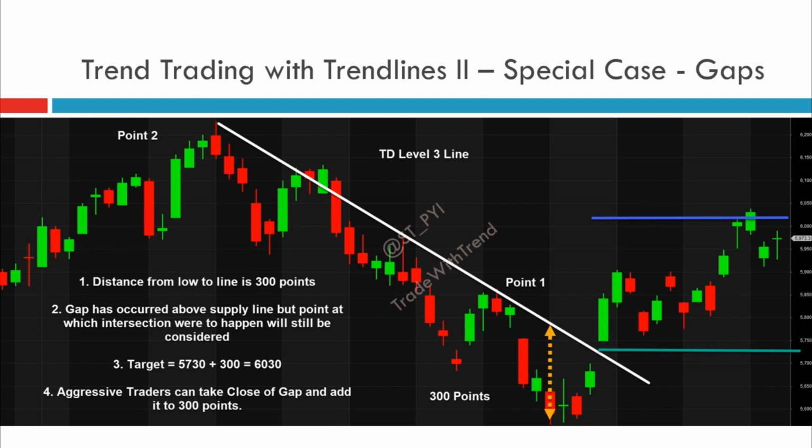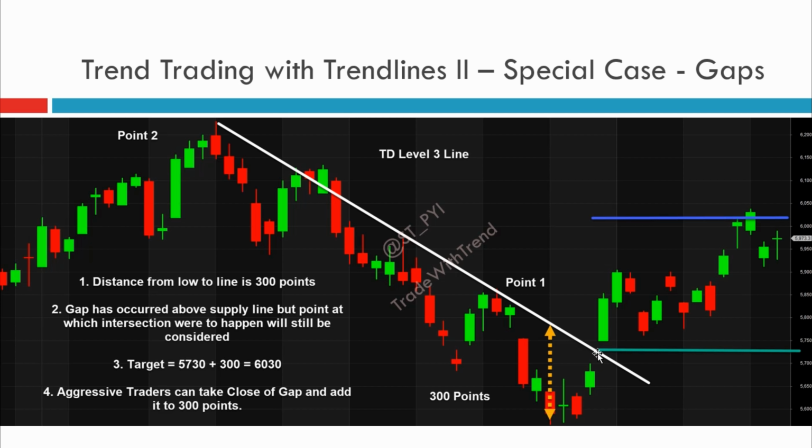I'll mention one special case, which is dealing with gaps in this method. At times, let's assume we don't have this part here. As you've identified point 1 and point 2, sometimes price, after reaching near the trend line, gaps up. If you see, this price has actually gapped up here. In this case also, you simply take the distance of the true low, extend it to the TD supply line. You get about 300 points in that, and then you add it with the point of contact here.